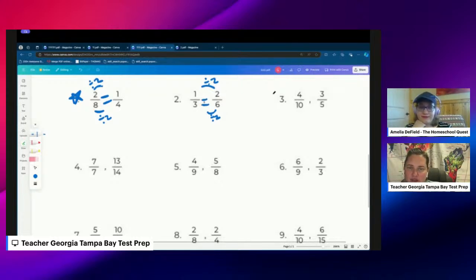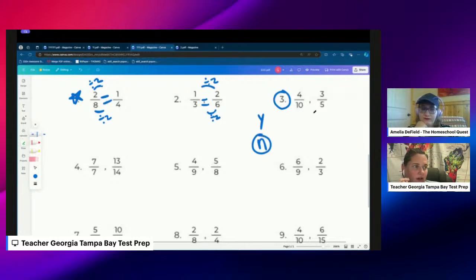Now, let's try number 3. I'm just going to be quiet for a few moments to let you guys think. Take a look at number 3. Investigate that. Could you put yes, that's equivalent, or no, not equivalent? Okay. If you said no, you're absolutely correct.